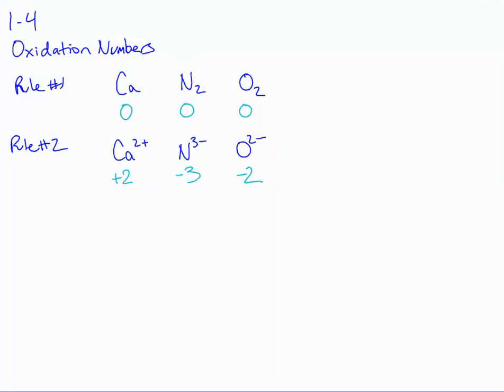Now you might notice that when I write charges, it's always the number and then the sign, which is typical for charges. But when we talk about oxidation numbers, it's the exact opposite. It's the sign and then the number. This is just the system that's used. I'm not sure how this came about, but this is just the typical way to describe it.